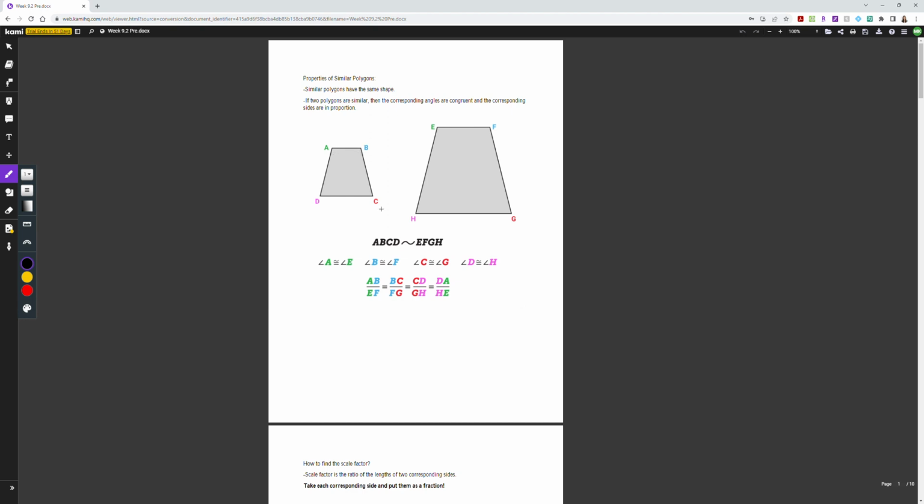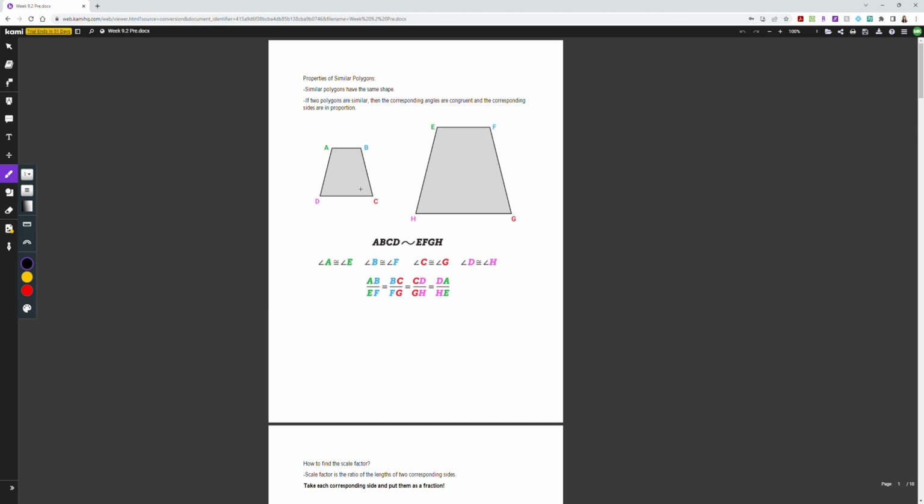Trapezoid ABCD is similar to EFGH. See how I didn't use the word congruent, because congruent means identical, right? They're not identical. They are similar because they have the same shape, but they are different sizes. We know that ABCD is similar to EFGH because angle A is congruent to angle E, angle B is congruent to angle F, angle C is congruent to angle G, and angle D is congruent to angle H. Those are the angles.